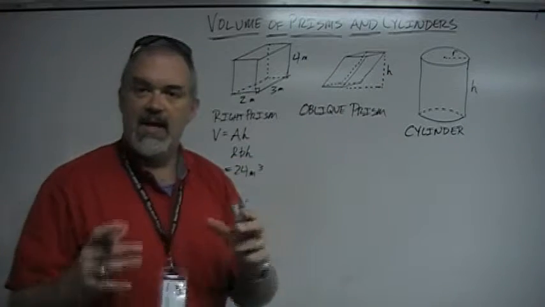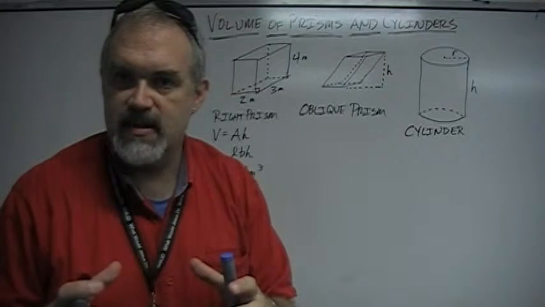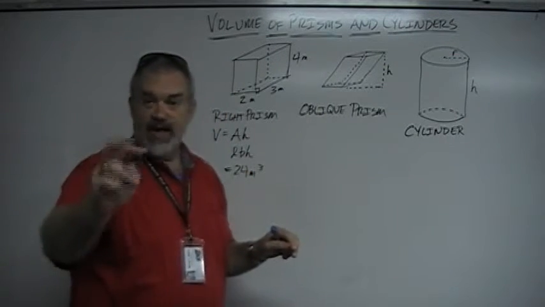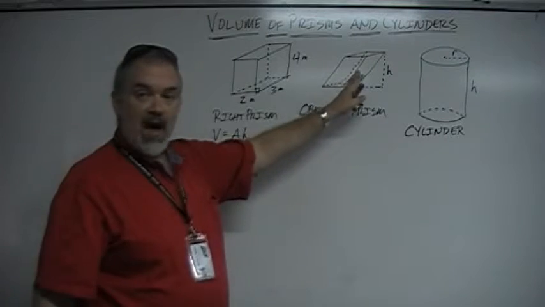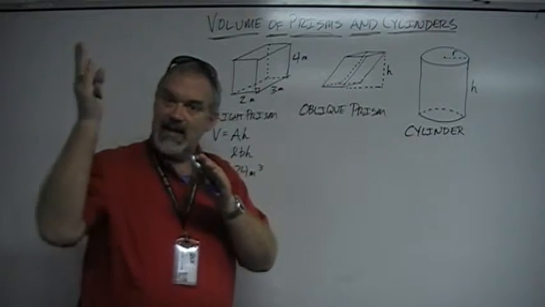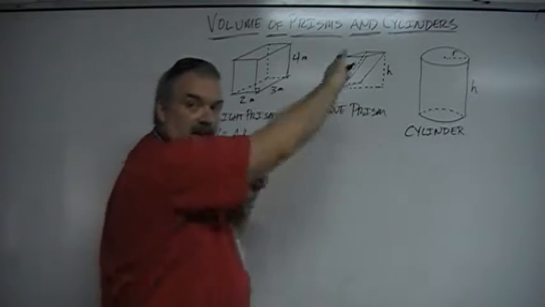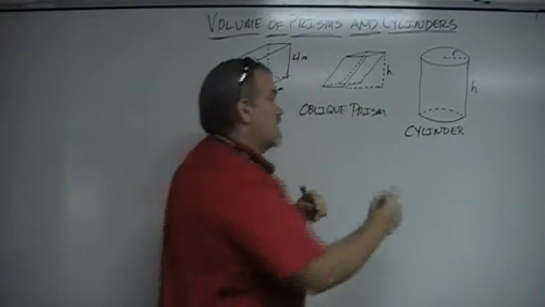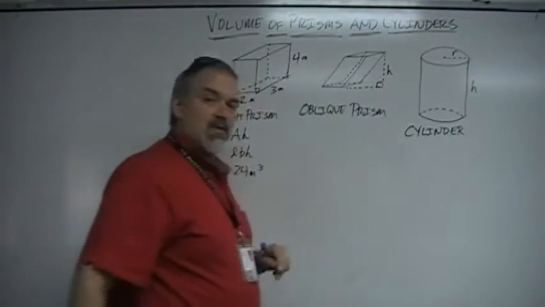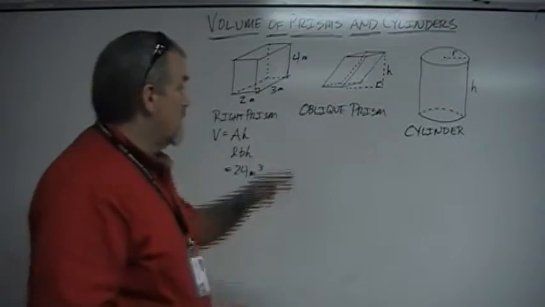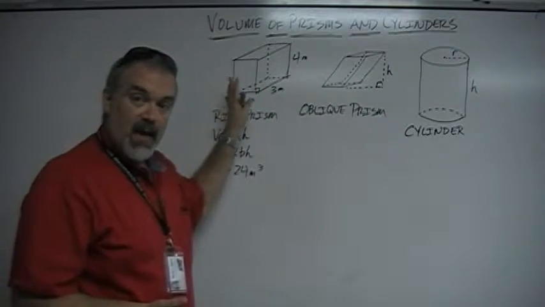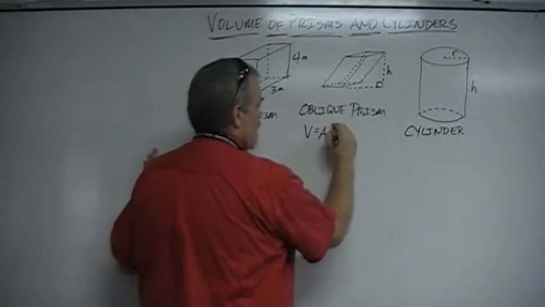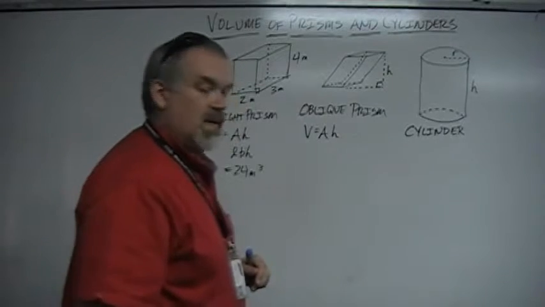Oblique prism, same idea. We need the area of the base times the height. Okay? Area of the base times the height. Now what you have to keep in mind when we're talking about the height is not the length of that slanted line, or in this case going that way, not the slanted line, but the actual height. That's vertical height. It's like the height of a triangle. It's a right angle from the base, just like the right angle from the base over here. So our volume is equal to the area times the height still.